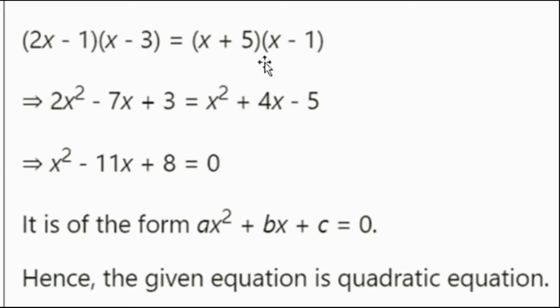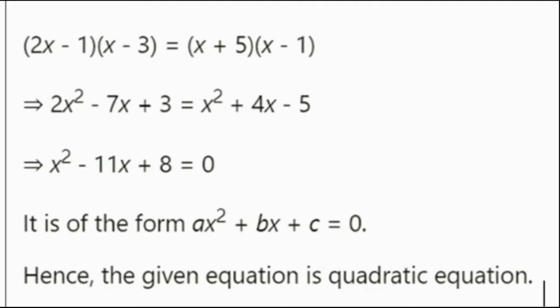You have to multiply binomial with binomial, students. So when you bring all the terms to one side, it will be in the form of x square minus 11x plus 8, which is the standard form of a quadratic equation. We all know that the standard form of a quadratic equation is ax square plus bx plus c is equal to 0. Hence, the given equation is a quadratic equation.